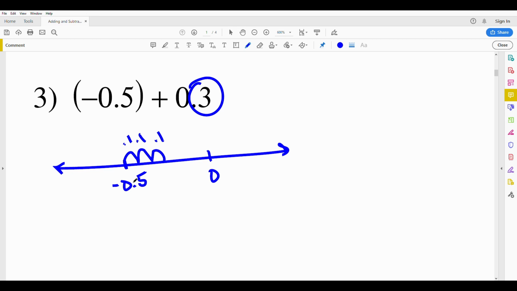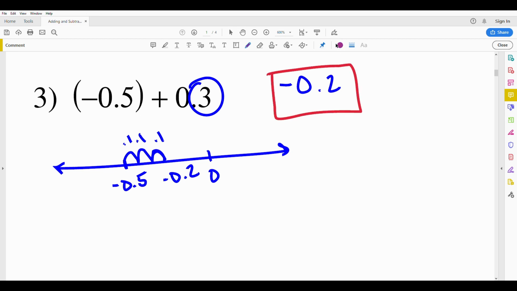Negative 0.5 plus 0.1 gets us to negative 0.4, then to negative 0.3, and then finally to negative 0.2. So negative 0.2 is our solution in number 3. And let me just give you another tip that I think is going to be useful when doing larger numbers in your head, because the number line, especially when dealing with even larger numbers, is going to get confusing.